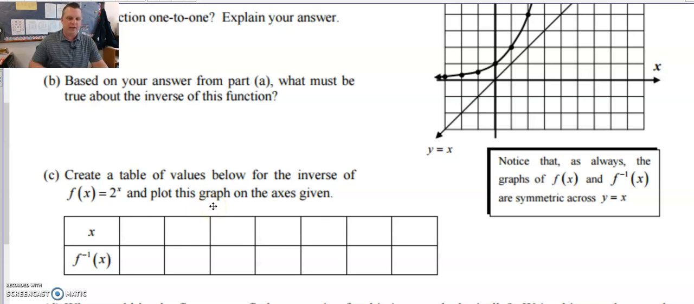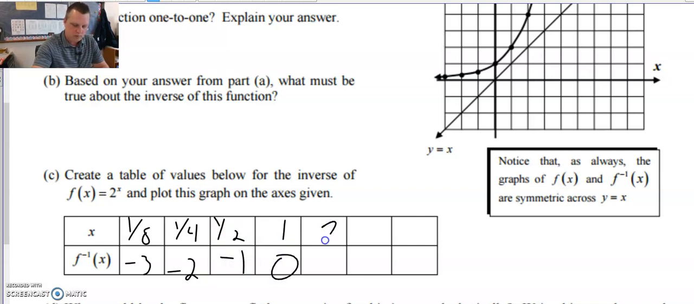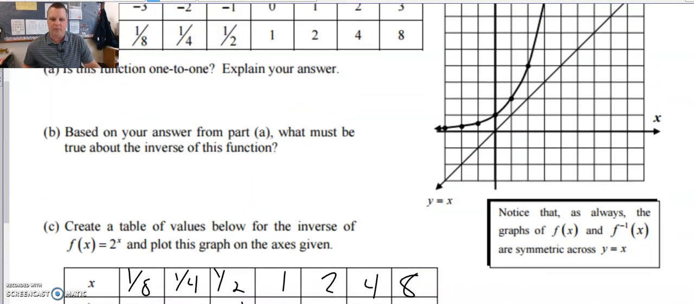So the first one was negative 3, 1/8. It would be 1/8, negative 3. And then it would be 1/4, negative 2. 1/2, negative 1. 1, 0. 2, 1. 4, 2. And 8, 3. Okay. And then you would go over here and plot them.